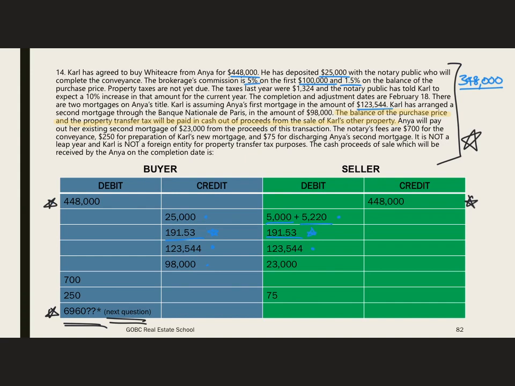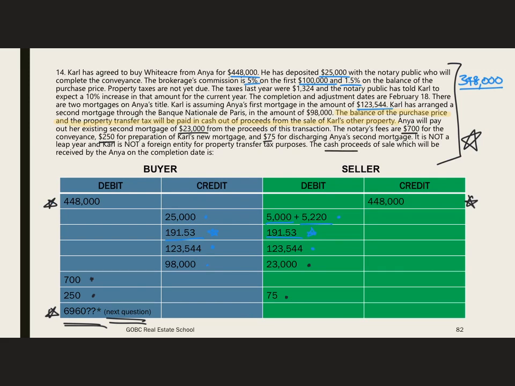So Anya is going to pay out her existing second mortgage of $23,000. So we debit that to her, right? And then the notary fees are $700 for the conveyance and $250 for the prep of Carl's new mortgage. So Carl gets debited for both of those. And then the $75 to discharge Anya's second mortgage of the $23,000, she needs to pay for that charge. So we're done with everything.